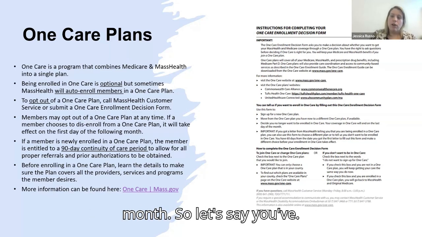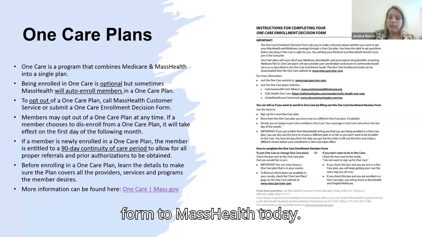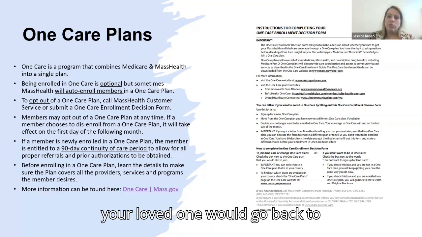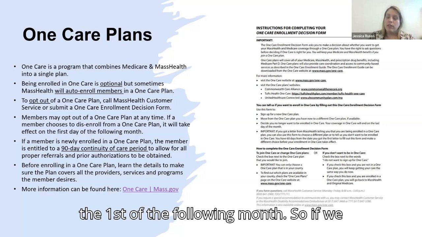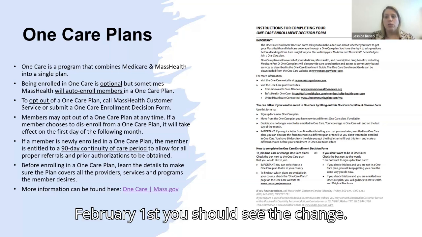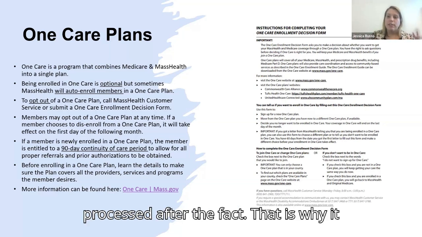So let's say you've submitted a One Care enrollment decision form to MassHealth today. Typically, it should get processed and your loved one would go back to traditional Medicare and MassHealth on the first of the following month. So if we did it today on January 22nd, then February 1st, you should see the change. But again, sometimes things don't always get processed timely or they get processed after the fact.